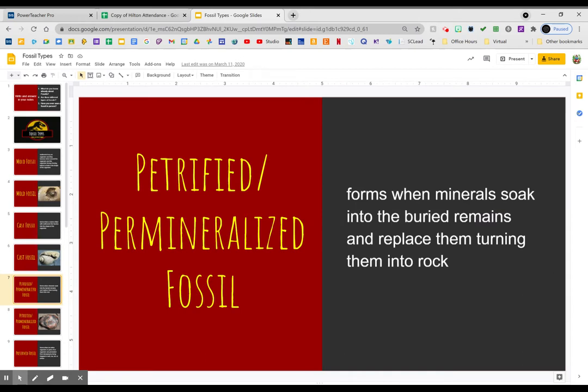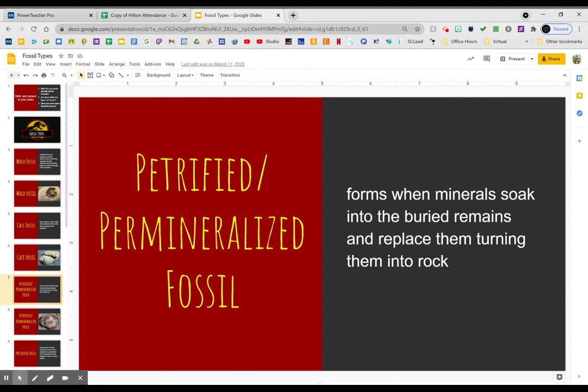Right, the next kind of fossil is a petrified or permineralized fossil. This is one of those fossils that has 2 names. It depends on who you talk to as to what they're going to call it, but both names are correct. Petrified or permineralized forms when minerals soak into the buried remains and replace them, turning them into rock. That's what happens to those shark's teeth.